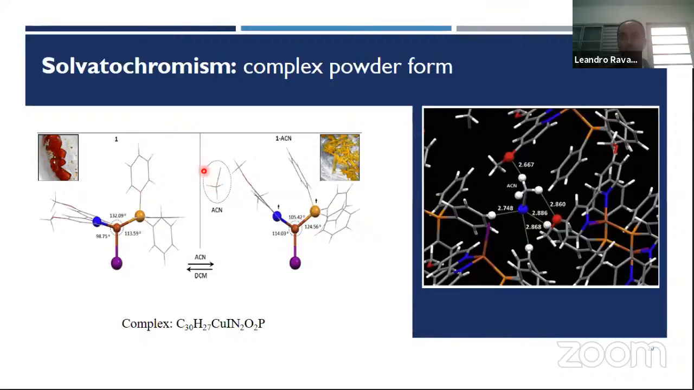By X-ray diffraction, it's possible to observe a distortion between ligands caused by the presence of solvent. As you can see here on the right, the solvent molecules have an interaction between the ligands of the copper complex.